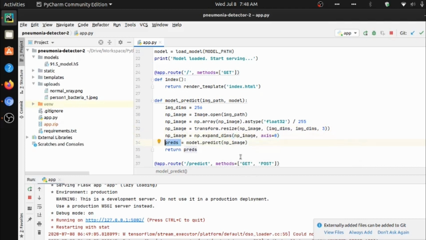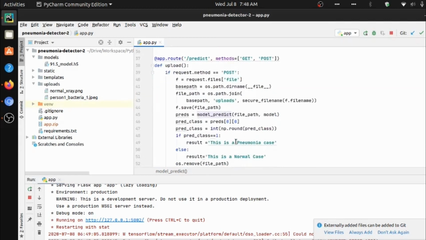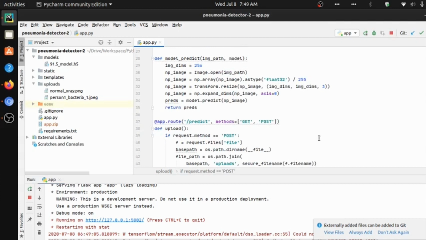What preds holds is an array of results. Since we are passing only one image, there would be only one element in this array. We return preds from our model_predict function. The first value, the preds value, is taken from the returned value, and then we round it. So what does preds return?